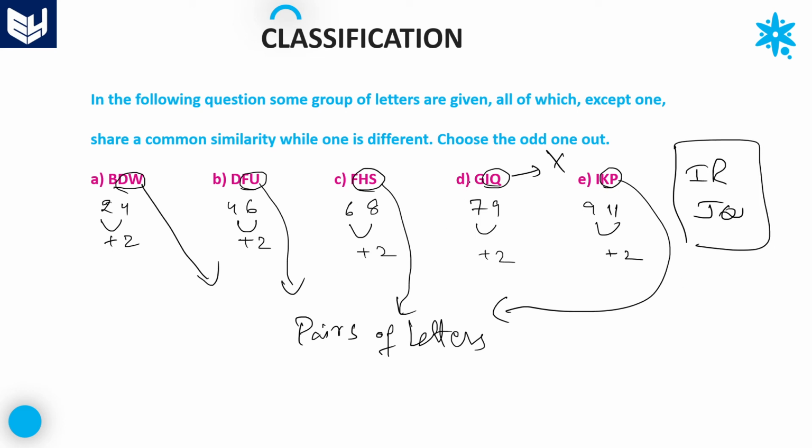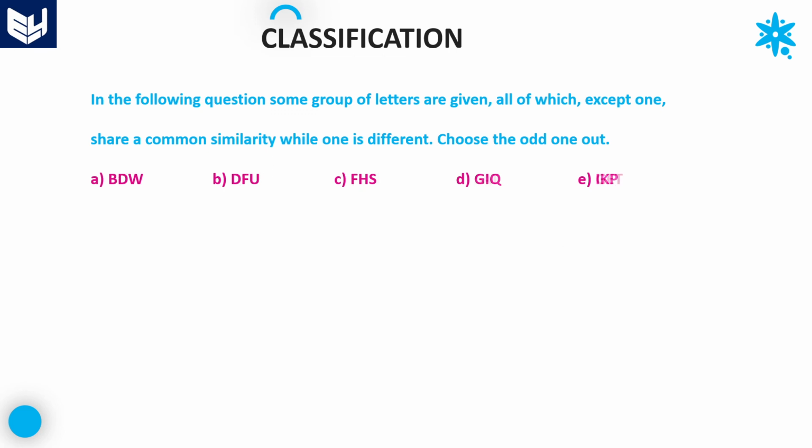That is the reason why the answer for this question is option D. The logic here is that for the first two letters, it is plus 2, plus 2, plus 2, whereas the second and third letters are pairs of letters. DW, FU, SH, KP are all pairs of letters, but IQ is not a pair of letters. That is the reason why the answer for this question is GIQ. Option D is the right answer. Let's move on to the next question.